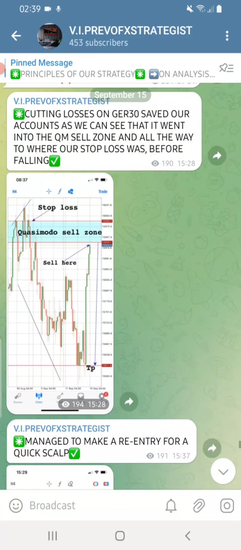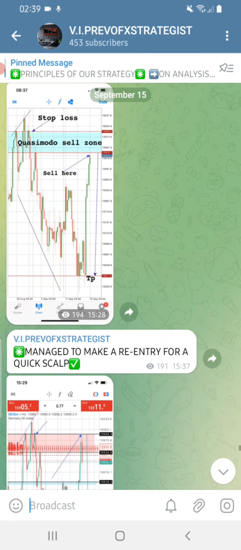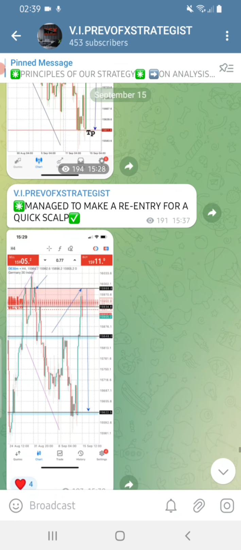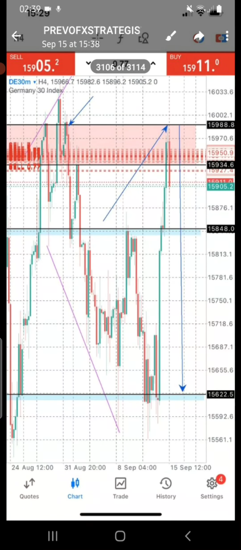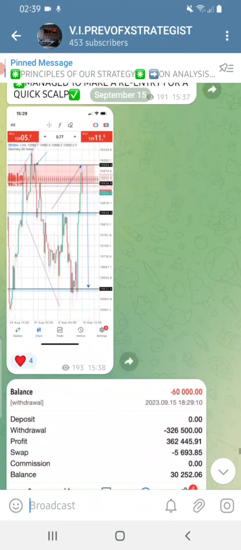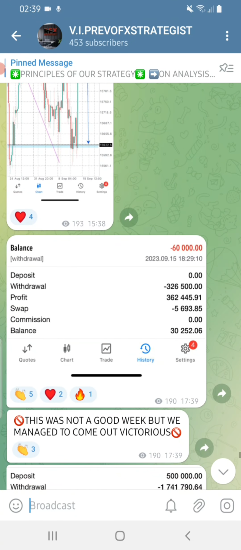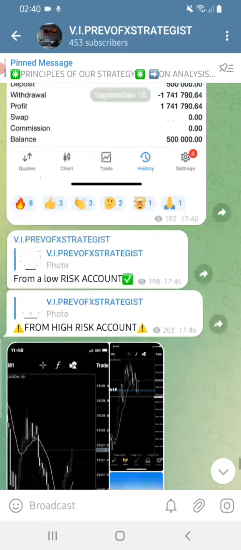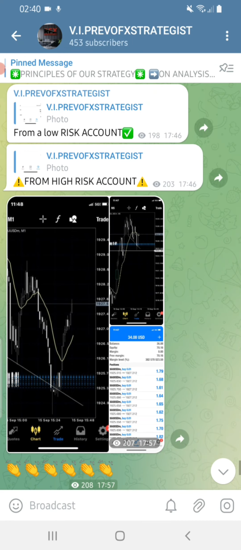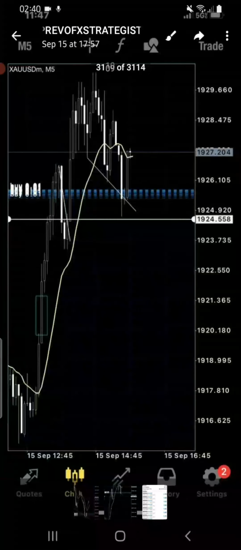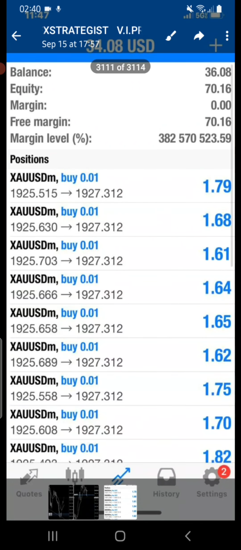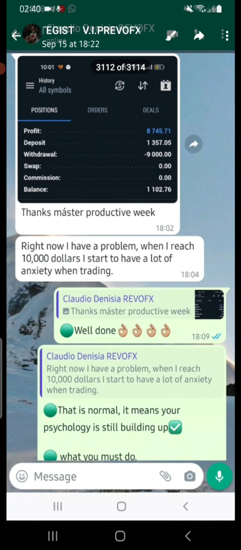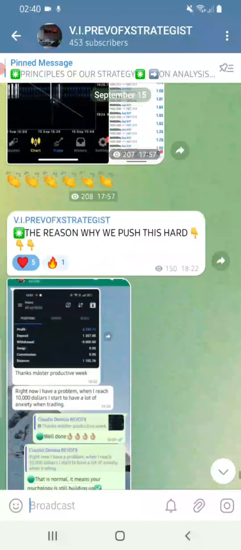As you can see, it went all the way up, and when it went into the kill zone and rejected that area there, that is when I made the entry. And see, there are some withdrawals there and another one there, and it's our brother here killing gold. Okay, as you can see.